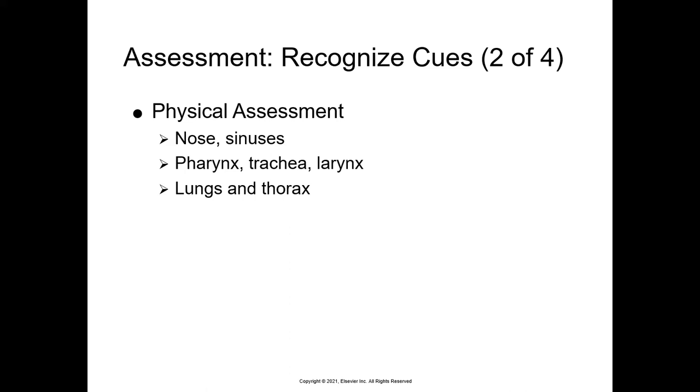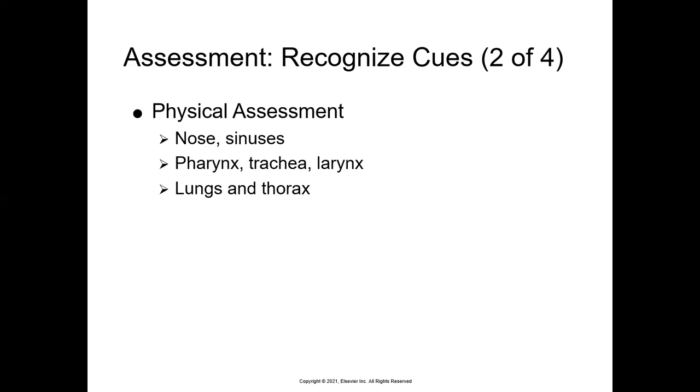Listen for breath sounds. If a person is having difficulty breathing, it's often helpful to have them lean forward in a tripod position and put their lips together like they're going to whistle. It's called pursed lip breathing, and it will help them empty the lungs out and take in a deeper breath. Other things to watch out for is hemoptysis. That's when there's blood within the sputum.